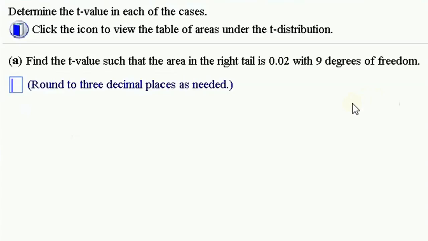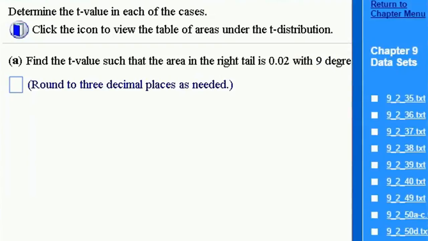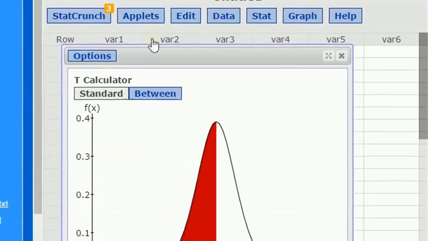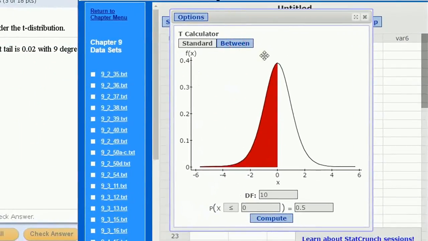Okay, find the t-value such that the area to the right tail is 0.02 with 9 degrees of freedom. We don't want to use tables. There's a t distribution calculator in StatCrunch. So under the calculator menu, pull up the t distribution.